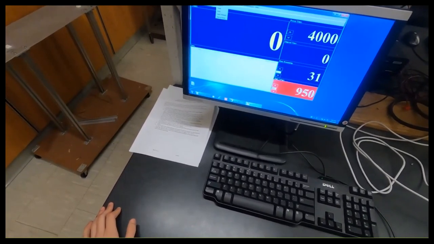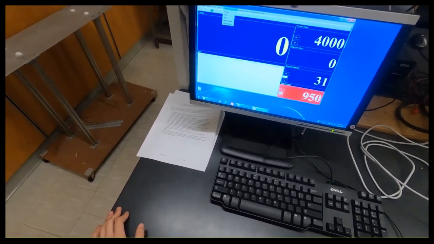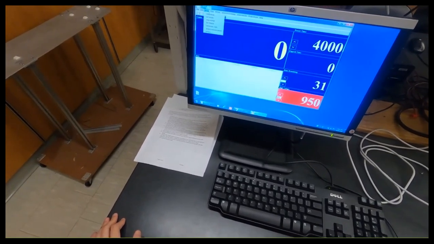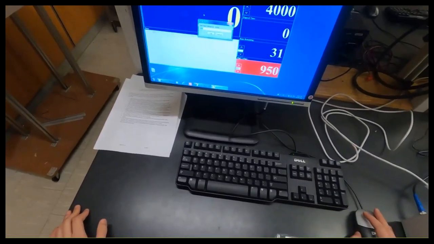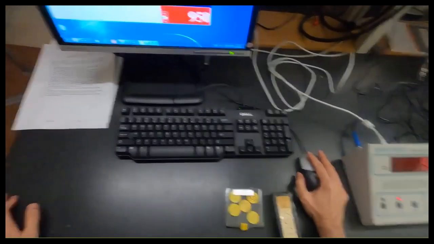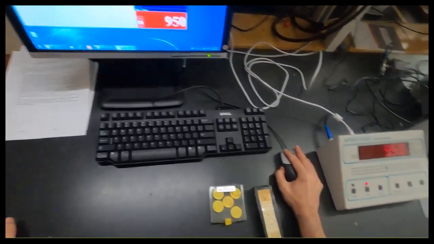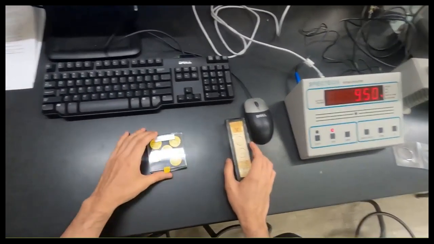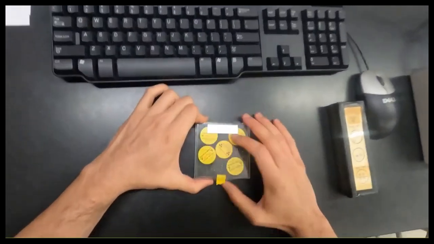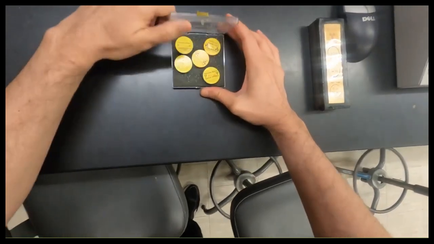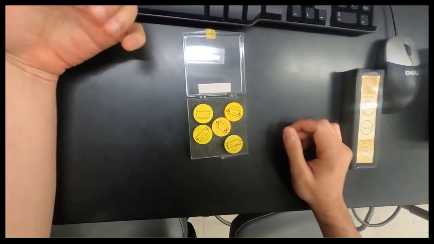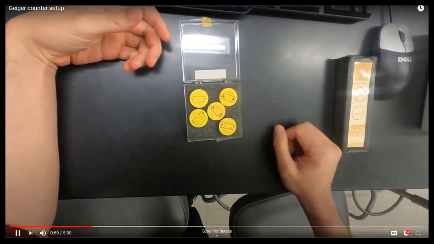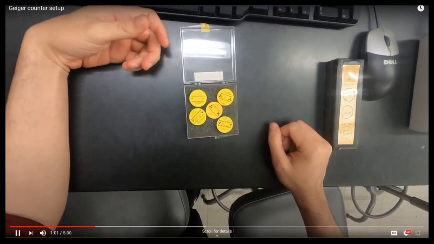You can select, for example, the voltage. We'll try to set high voltage, and let's see, 950. Here we have this set of samples, so we have 5 samples, and each sample emits a certain radioactive particle.